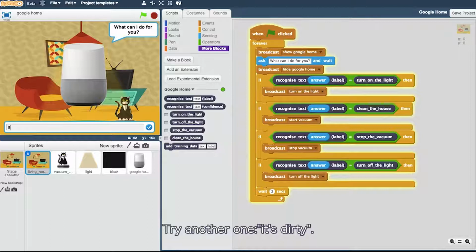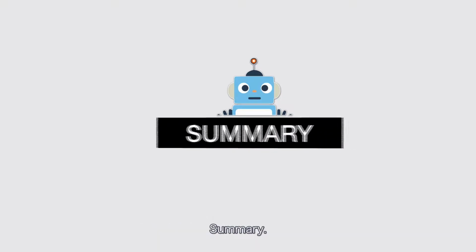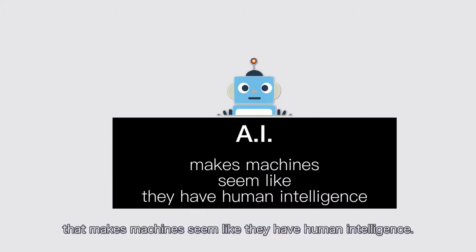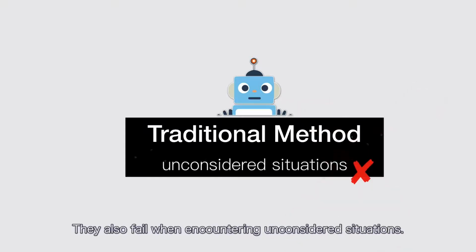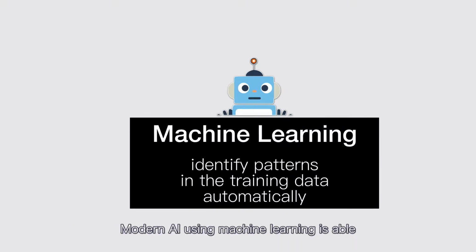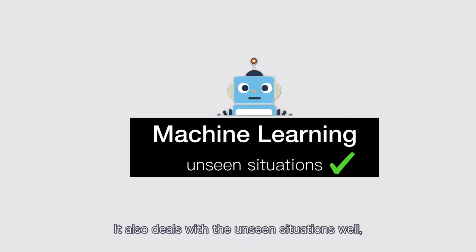Try another one. "It's dirty." It doesn't exist in the training data either, but Google Home still gets my words. Summary. AI is a broad area of computer science that makes machines seem like they have human intelligence. There are 2 methods to achieve AI. Traditional AI was powered by explicit programming. As a result, it is difficult for it to solve problems that cannot be described by specific rules. They also fail when encountering unconsidered situations. Modern AI using machine learning is able to identify patterns in the training data automatically, even for patterns that are hard to describe explicitly or unnoticed before. It also deals with unseen situations well, thanks to an ability called generalization.